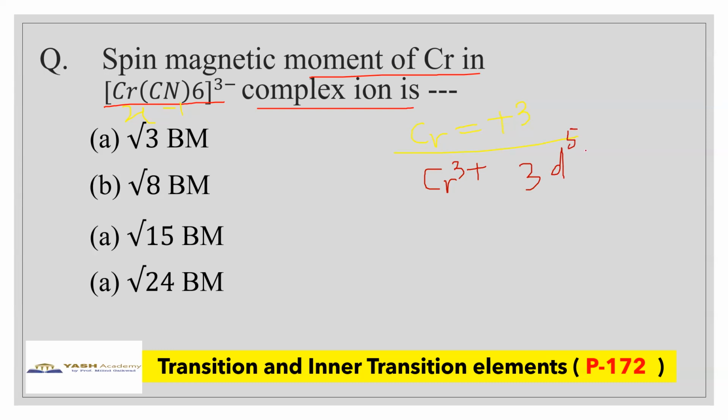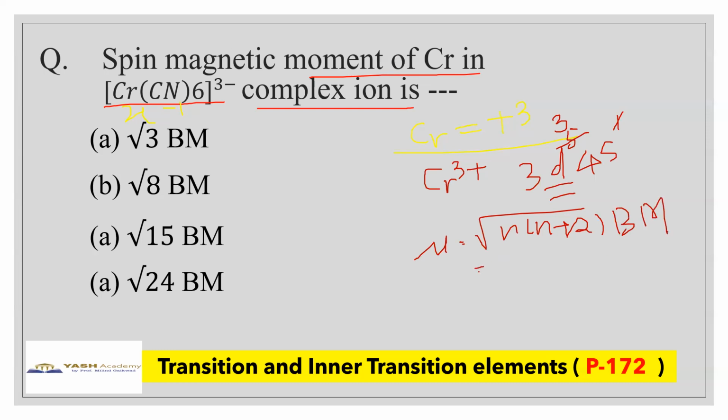Now look here, if we take the electronic configuration of chromium for Cr3+, let us consider it directly: 3d5 and 4s1, correct. One electron went, 2 from here went, 3 remain. That means there are 3 electrons in the d orbital, meaning 3 unpaired electrons are present in the d orbital. So you can use the formula mu is equal to under root n into n plus 2 Bohr magneton.